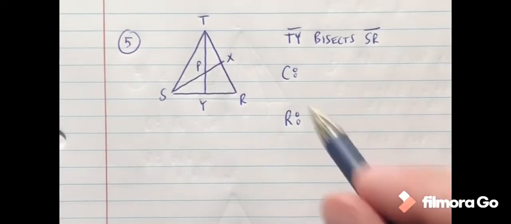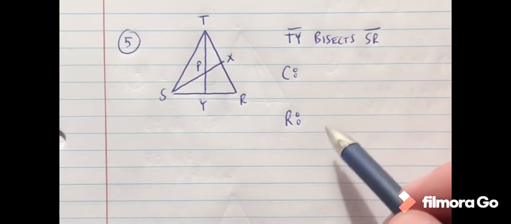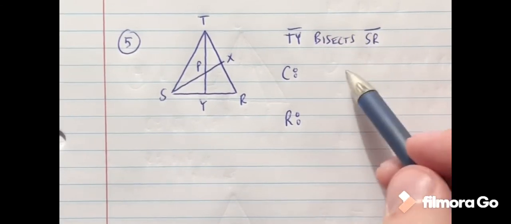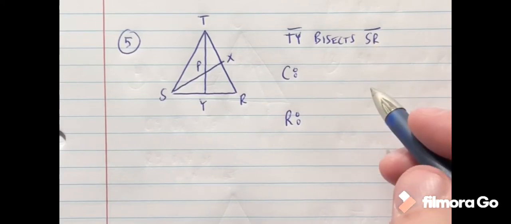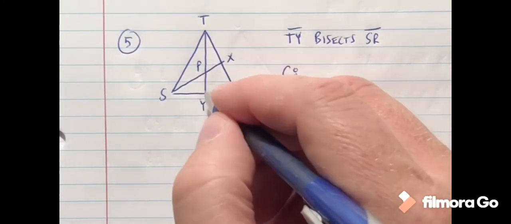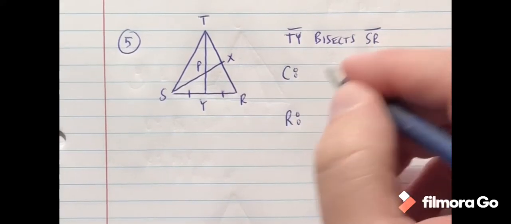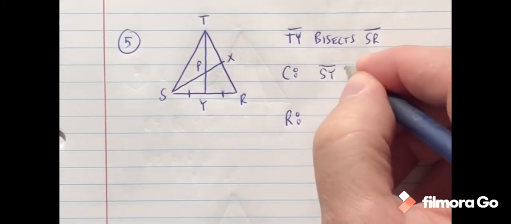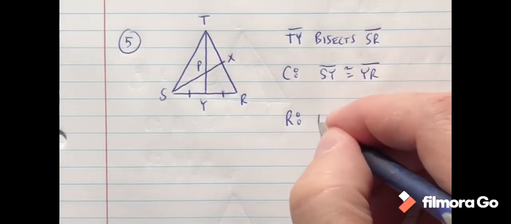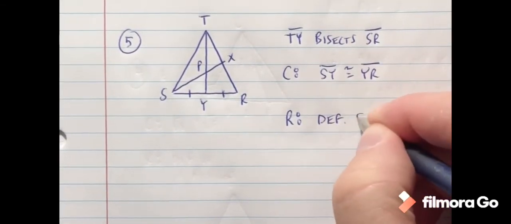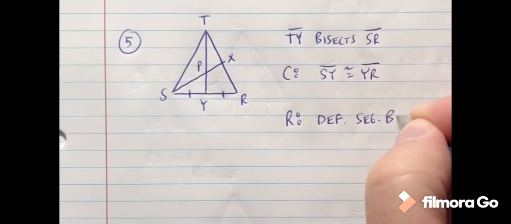Okay, in number 5, they say that TY bisects SR. Key word here is bisects. It's a segment bisector. We're splitting SR into two equal parts. So TY bisects, that means SY is going to be congruent to YR. And this is definition of a segment bisector.